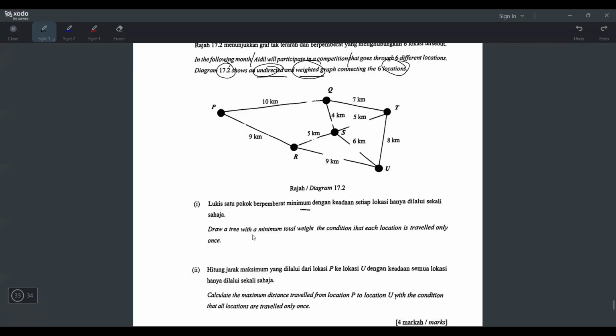Number one, draw a tree with minimum total weight, with the condition that each location is traveled only once. Number two, calculate the maximum distance traveled from P to U with the condition that all locations are traveled only once. So for question 2, they want the maximum distance from P to U, and for number 1, a tree with minimum total weight. The condition is each location is traveled only once. So what do we have to do now?